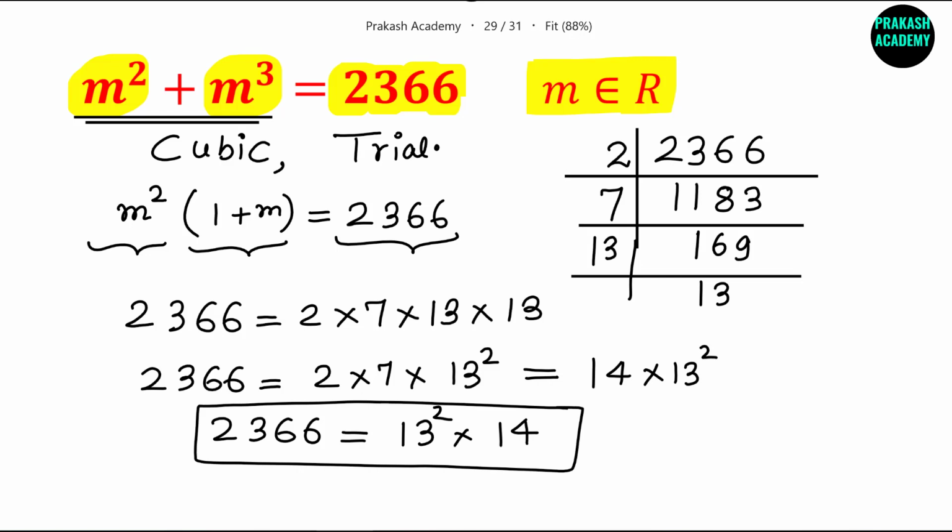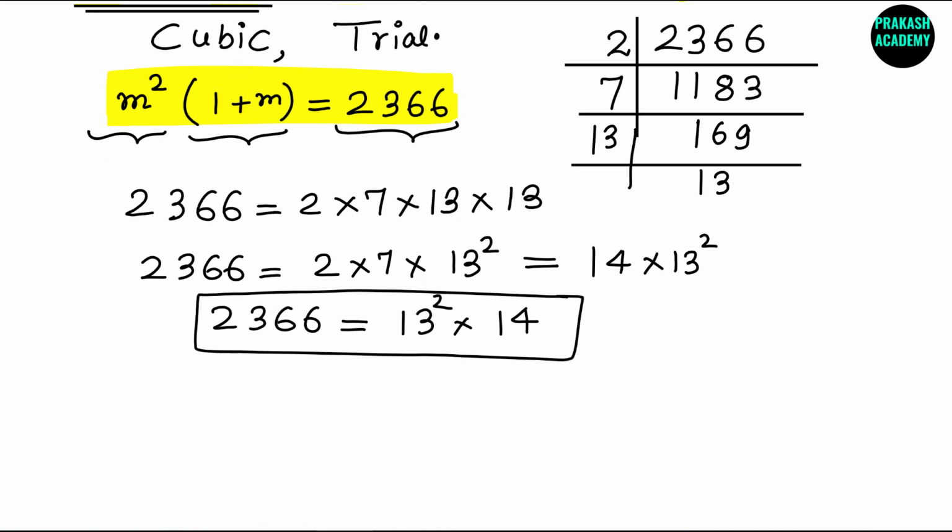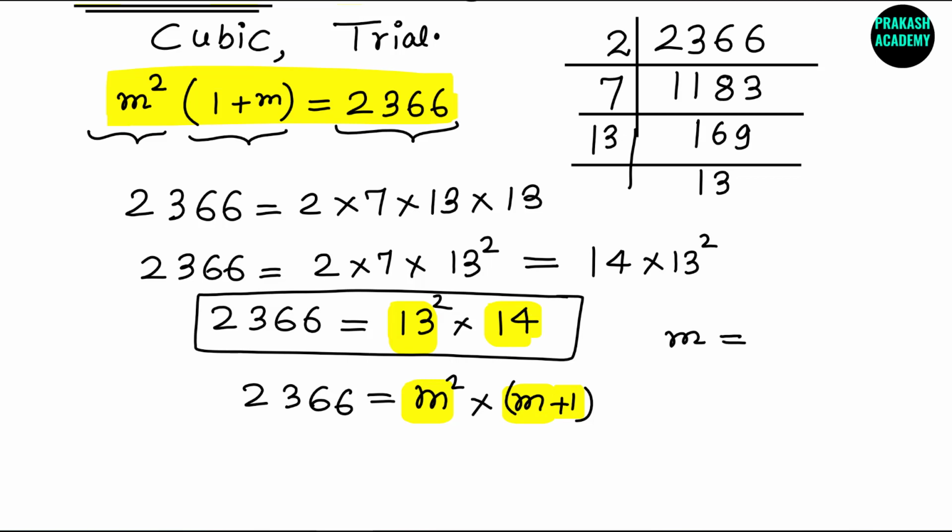Now compare this with the original equation. What we have is m square times (1 plus m), so m square times (m plus 1) equals 2366. If you compare these two, what can you say? You can say m is equal to 13, because this is 13 square and 13 plus 1 is 14. So from here I got one solution, and this solution is m equals 13.